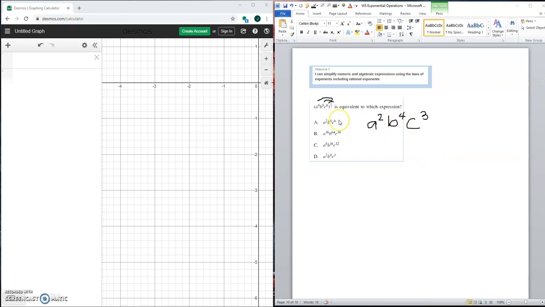So on here, the rule that you're going to follow is power of powers, which you will multiply the exponents inside with the exponent outside. So that means 4 times 1/2, that will be 2. 8 times 1/2, 4. 6 times 1/2, 3. Making it become letter D.